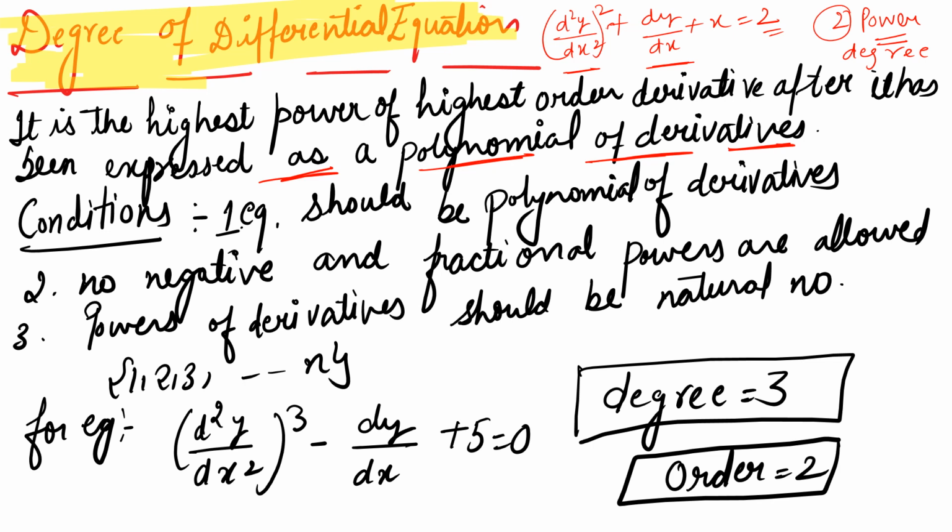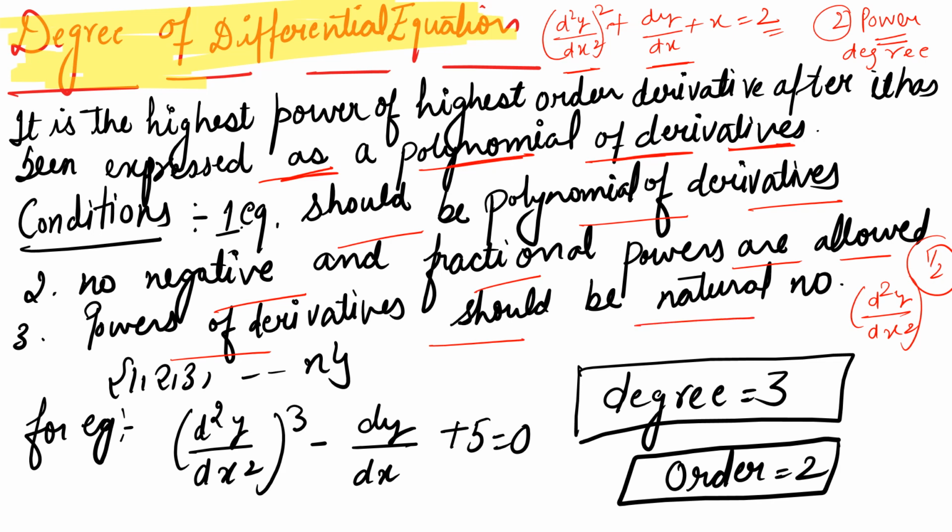What are the conditions to find the degree of a differential equation? Sometimes a differential equation is not represented in a simple form like this. If it is not, then we first have to represent that differential equation as a polynomial of derivatives. Then we will find the degree. Condition 1: the equation should be a polynomial of derivatives. No negative or fractional powers are allowed. If a derivative's power is 1 by 2, that is not called a degree. Powers of derivatives should be natural numbers 1, 2, 3 up to n.